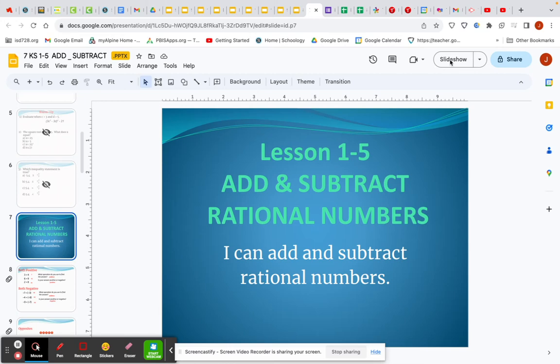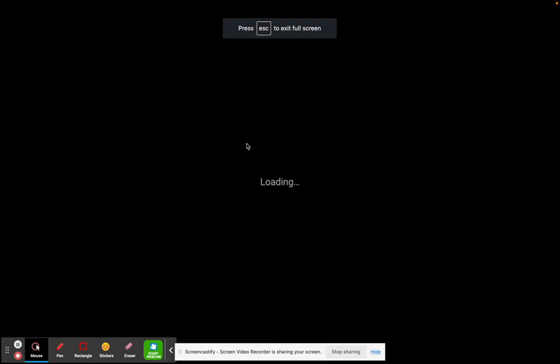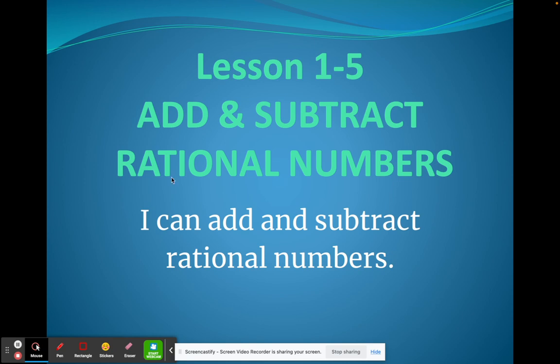Hi everyone, today we are going to talk about adding and subtracting rational numbers. This is not anything new. You did this in 6th grade, you did this in 7th grade, so it should not come as a surprise to you what we're doing today.